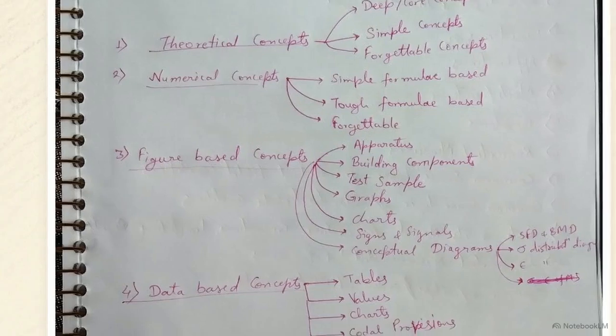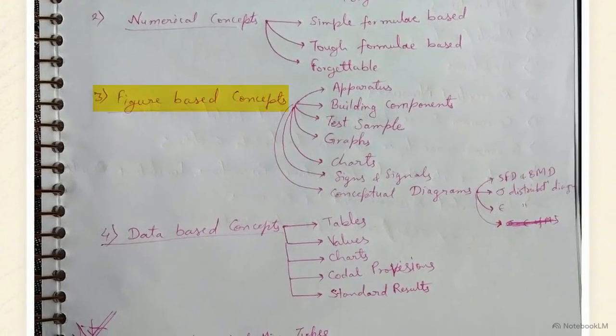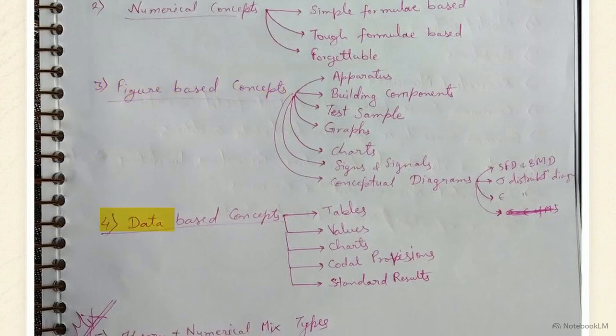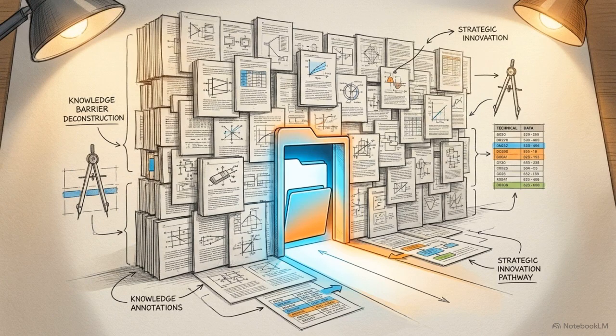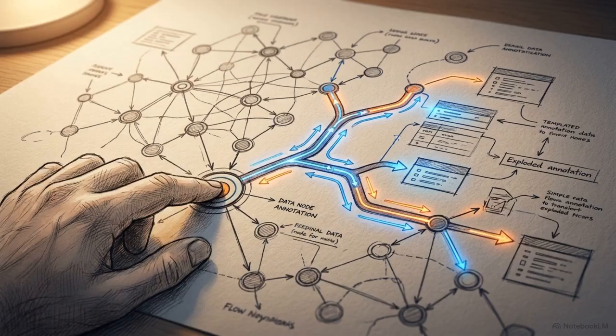The third bucket captures figure-based concepts, isolating visual data like physical apparatus setups or specific diagrams. Finally, you isolate data-based concepts, the hard numbers, tables, and specific codal provisions you have to know cold. This initial triage turns a wall of text into a navigated database. Instead of wandering through the material, you're targeting specific sections designed to build your foundational knowledge.